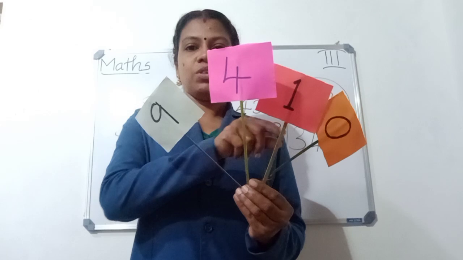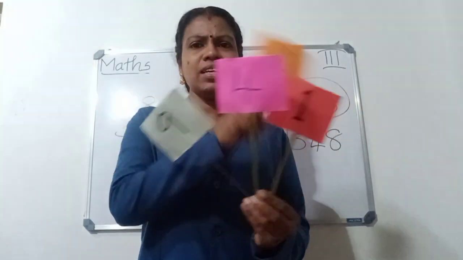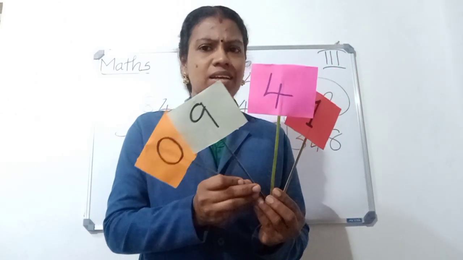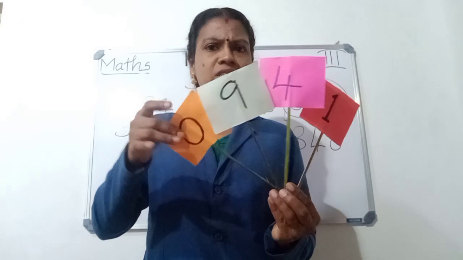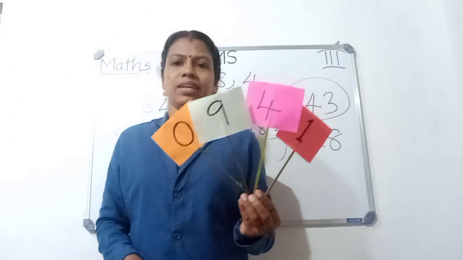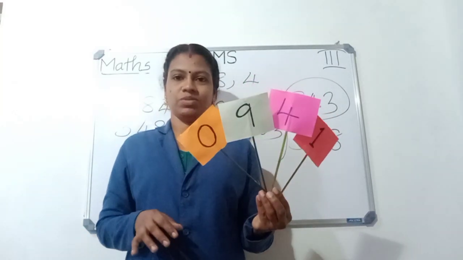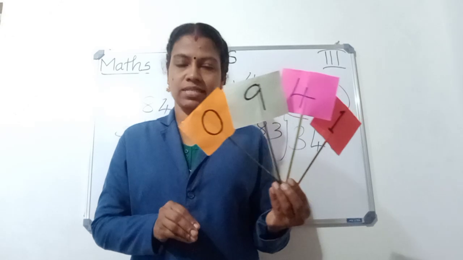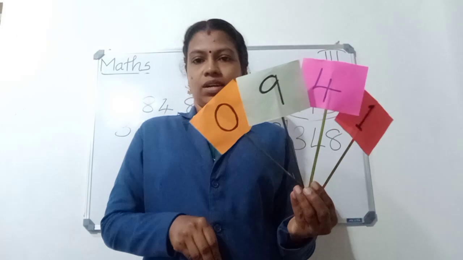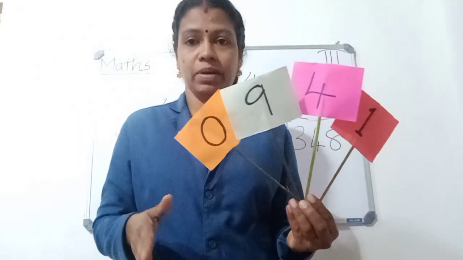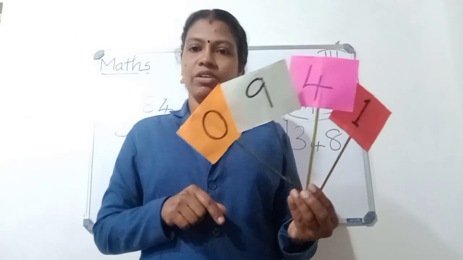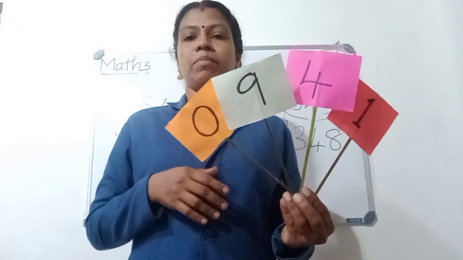0. So 0 comes first. Is there any number starting with 0? Can you read this number? Is it possible to read this number 0941? No. No number starts with 0. Actually 0 is the smallest digit out of these. 0 is smaller than 1. But no number starts with 0. So we can't place 0 first. We can't read this number.